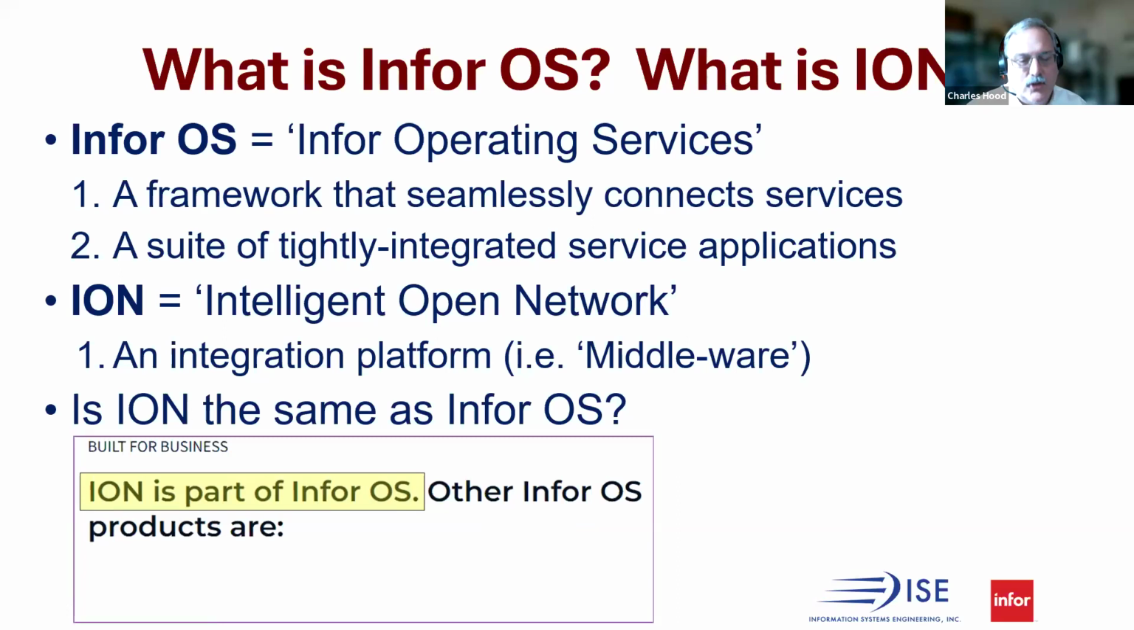All right. I just want to always be careful with my definitions. When you study logic, high school or college level, the first thing they tell you is you always have to define your terms. So for anyone that did miss last week, I just want to go over this real briefly so there's no confusion here. So what is Infor OS? What is ION? Infor OS means Infor operating services. Sometimes you do see the singular, Infor operating service. I've seen it both ways.